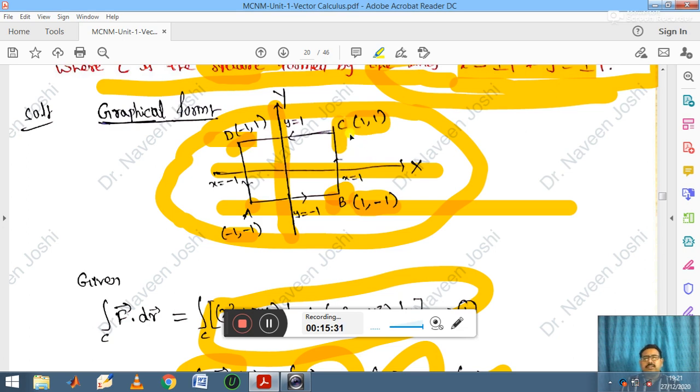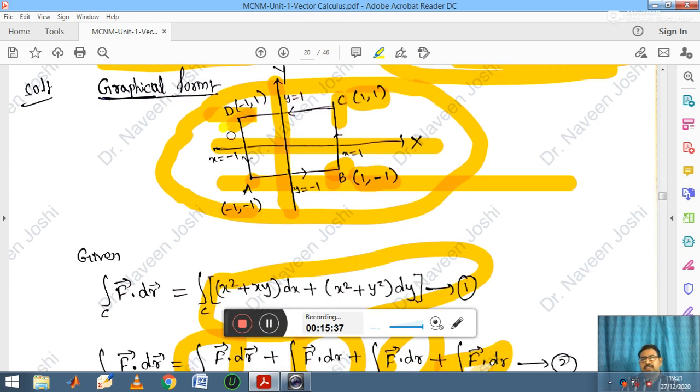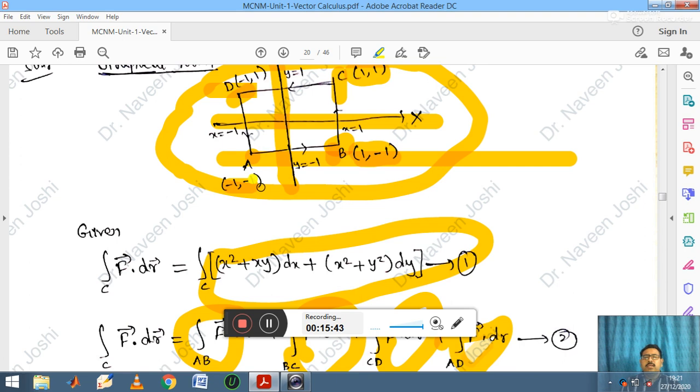While integrating CD, you need to choose x limits and the y value will be 1. While integrating the vertical line DA, you need to use y limits and the x value is -1. Okay, then first we are integrating the line AB.